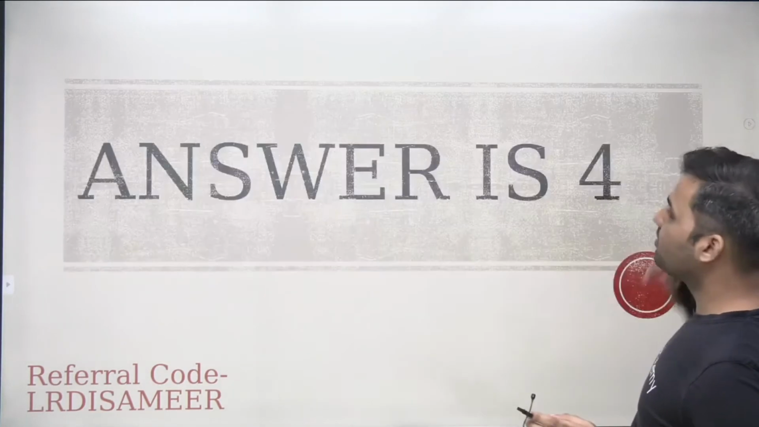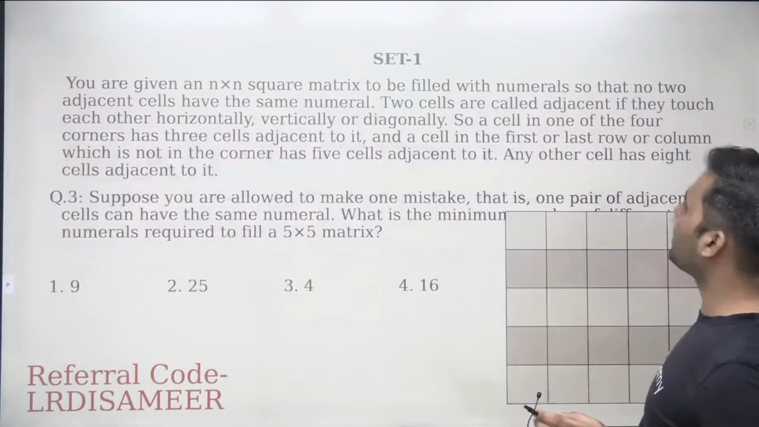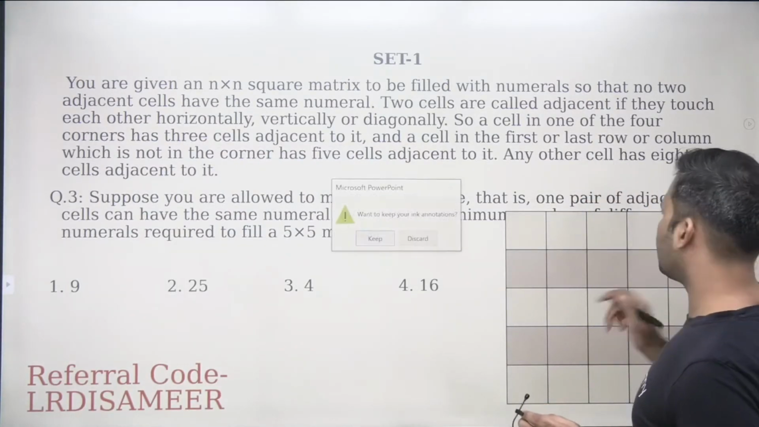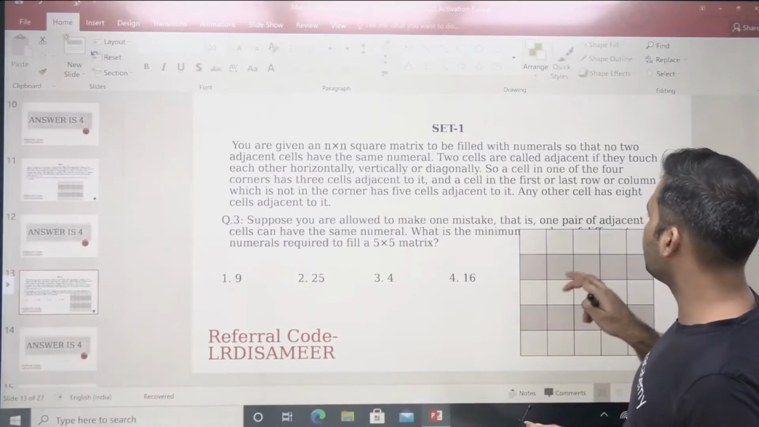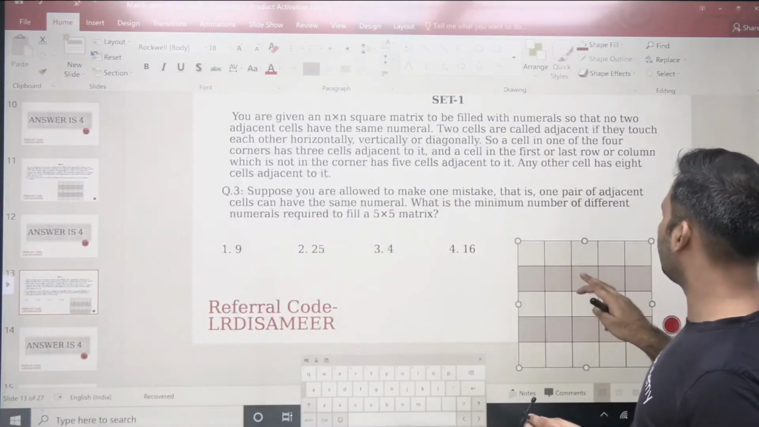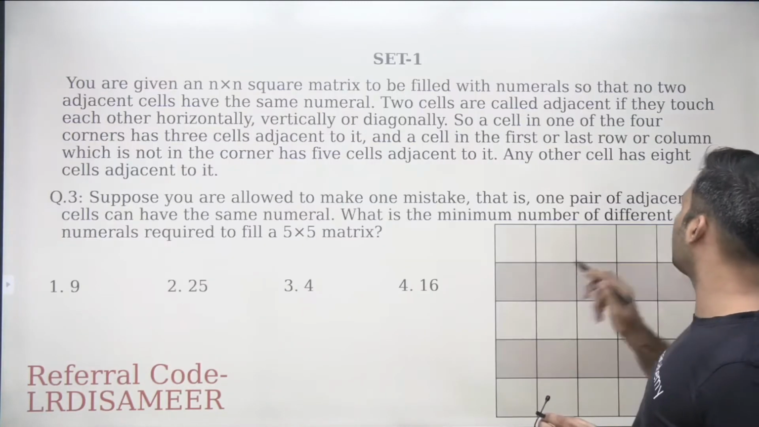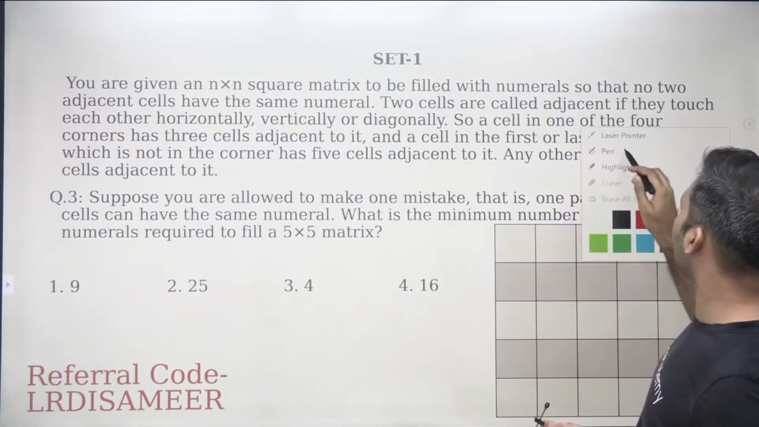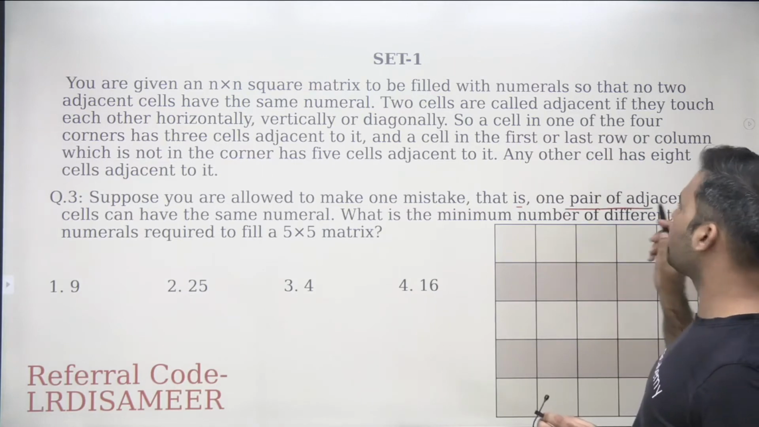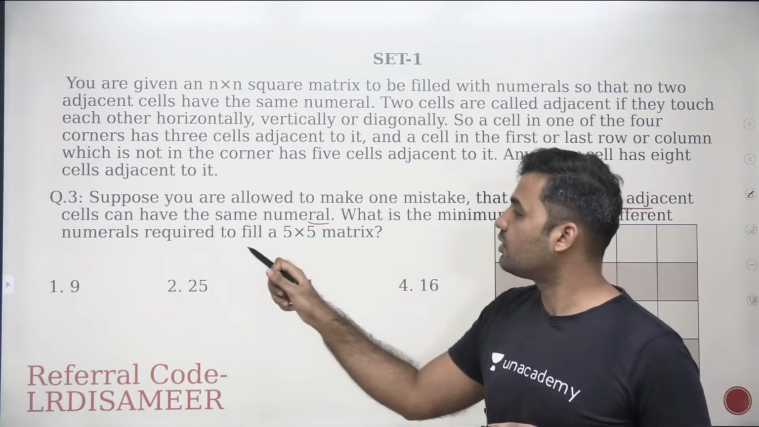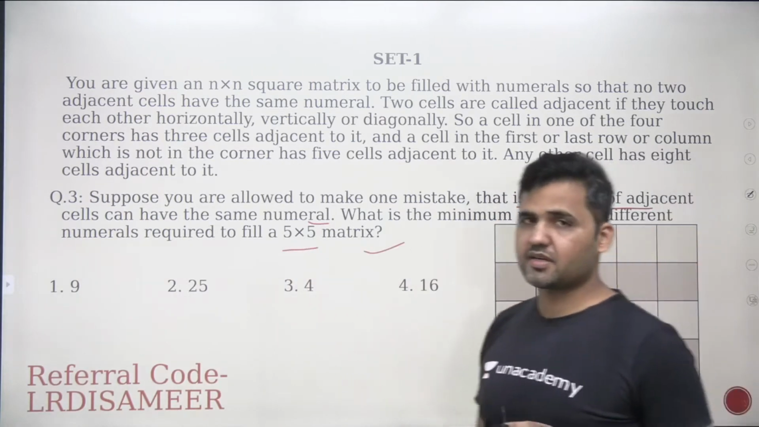Let's look at the question number 3. So the answer to this question is 4. Here is the question number 3, guys. Now the question number 3 says that suppose you are allowed to make one mistake. That is, one pair of adjacent cells can have the same numerals. What is the minimum number of different numerals required to fill a 5 into 5 square matrix?